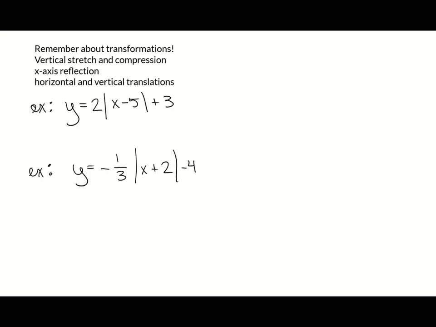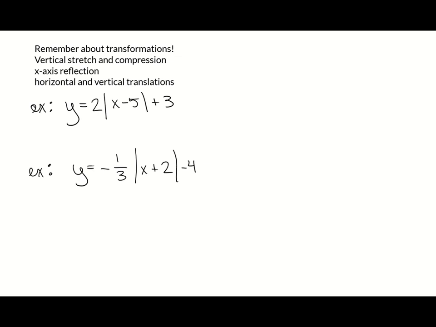One thing that's important when we're graphing absolute values is transformations. You have done transformations when we graphed quadratics, when we did linear, and when we did exponential functions. Now you're going to do the same kind of transformations, but with absolute value graphs. So remember vertical stretch and vertical compression, x-axis reflection, and horizontal and vertical translations.